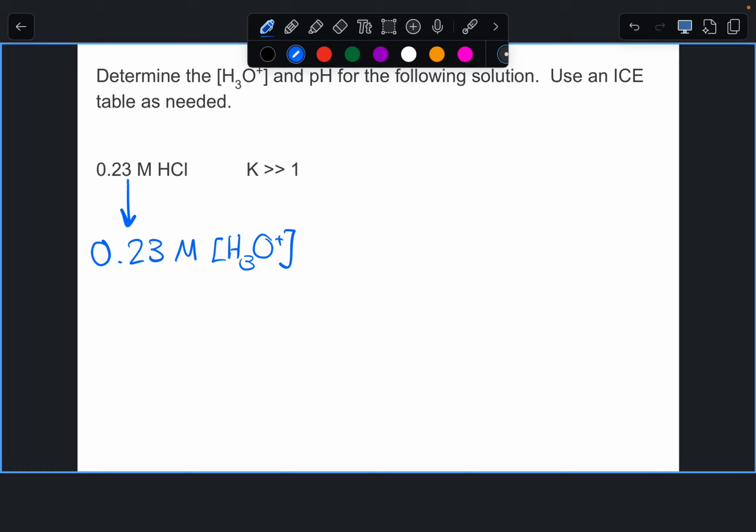Okay, hopefully you heard me when I said if it's a strong acid, that's the concentration of the H3O+. You don't need to do anything else. Now, make sure that you know what the 6 strong acids are. There's a list. Check your list, make sure that it's one of those, and then you just go for it. Then the pH is the negative log of this.